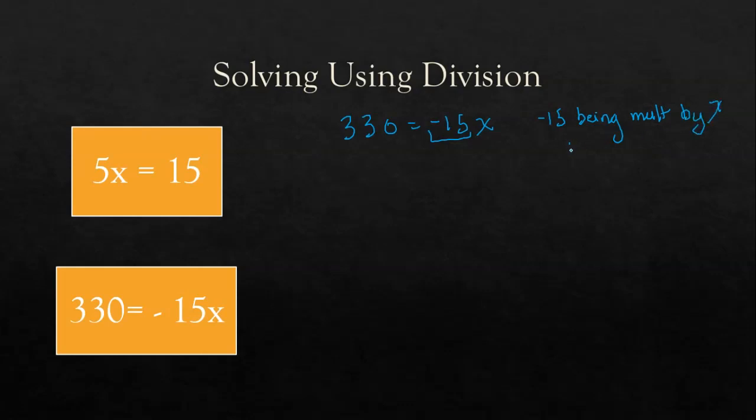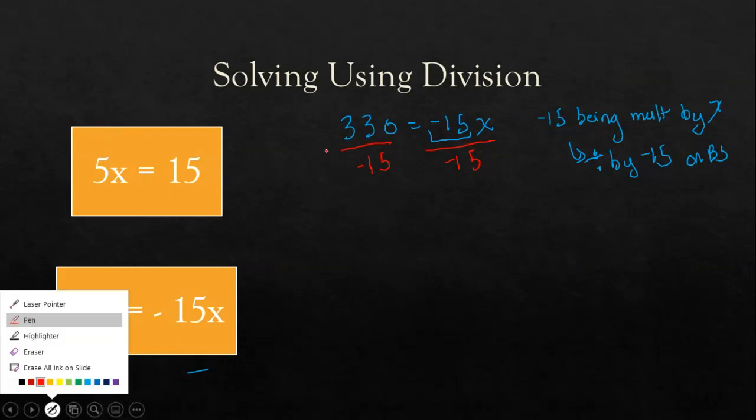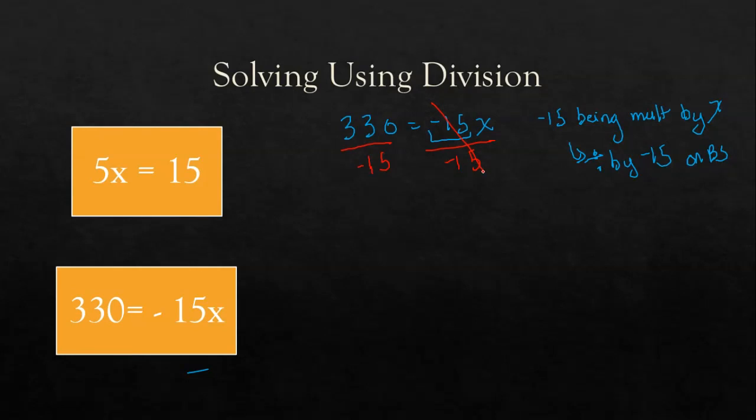by x. So I'm going to divide by -15 on both sides. So I'm going to divide by -15 here, and divide by -15 there. Okay, and then this goes away, right? It becomes a 1. That's the whole reason we did it, was to get rid of it because it was attached to my x, and I don't want that.